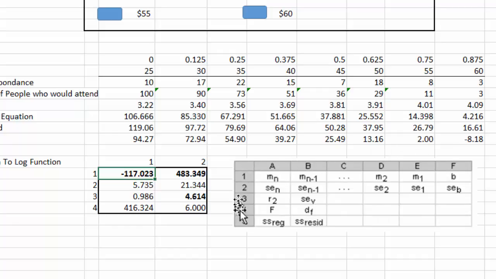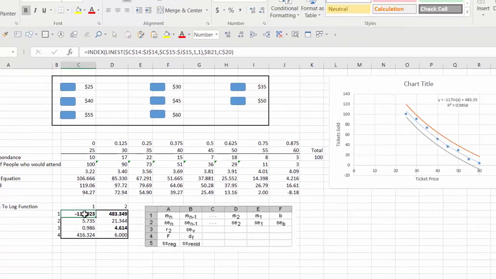Here's a graphic from the Microsoft Help Desk that shows that in the LINEST function, depending on how many parameters you give it, you get the coefficient b, the first term, second term, third term going backwards, and the standard errors here. And what we're interested in is the r squared and the standard error of the estimate. So in this result, we'll see the 117 corresponds to 117 over here, and the 483 corresponds to the number over here. I'm interested in this number here, the 4.614. That's the standard error of the y.